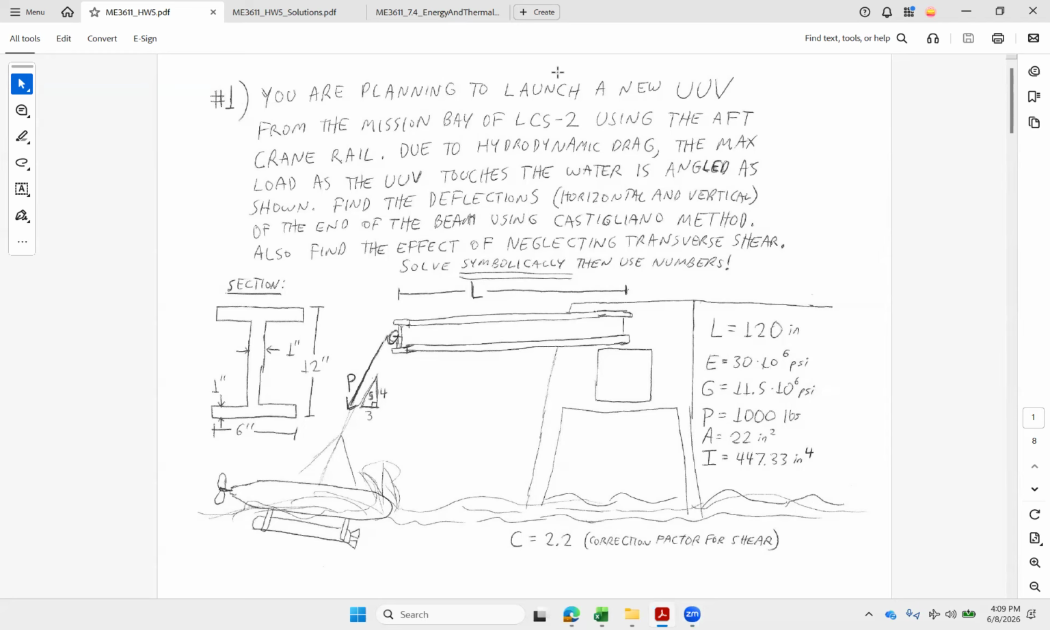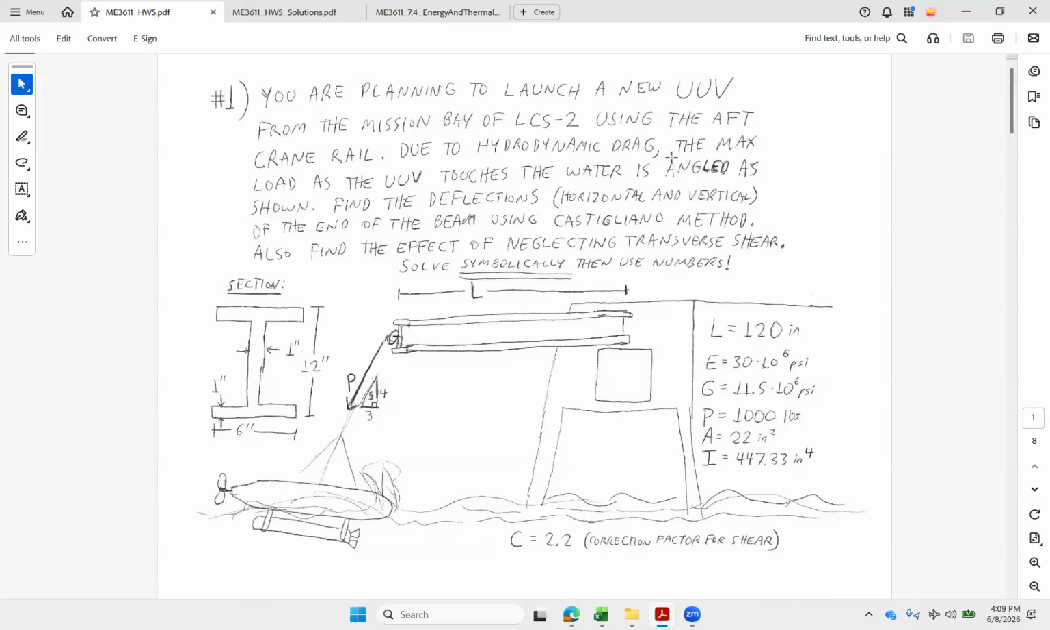Okay. So first problem here, we're going to take a Castigliano approach. We're looking at this crane rail on the back of LCS. We're launching a UUV out of it. We've got some weight load and some drag load, and it's working out at this 3-4-5 triangle angle here.